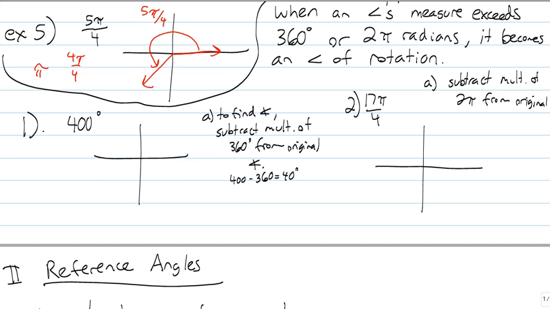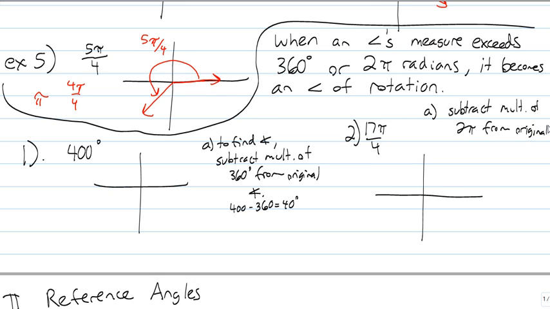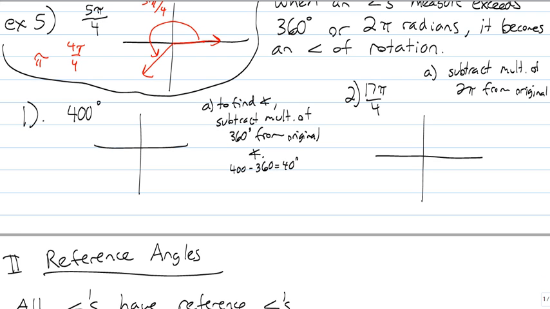Alright, when an angle measures more than 360 or 2 pi, it becomes an angle of rotation, because it goes more than once around. So to find the angle, you either subtract multiples of 360 from the original, or you can add it if it's negative, depending on which way you're going. So you're either adding or subtracting.